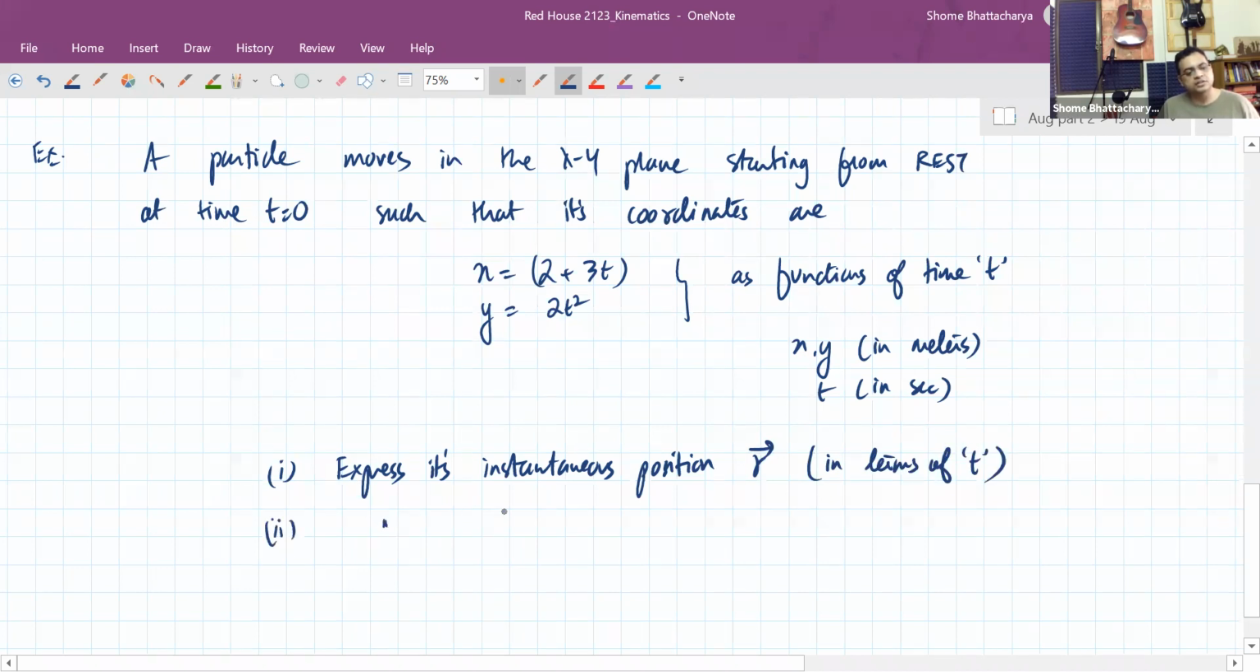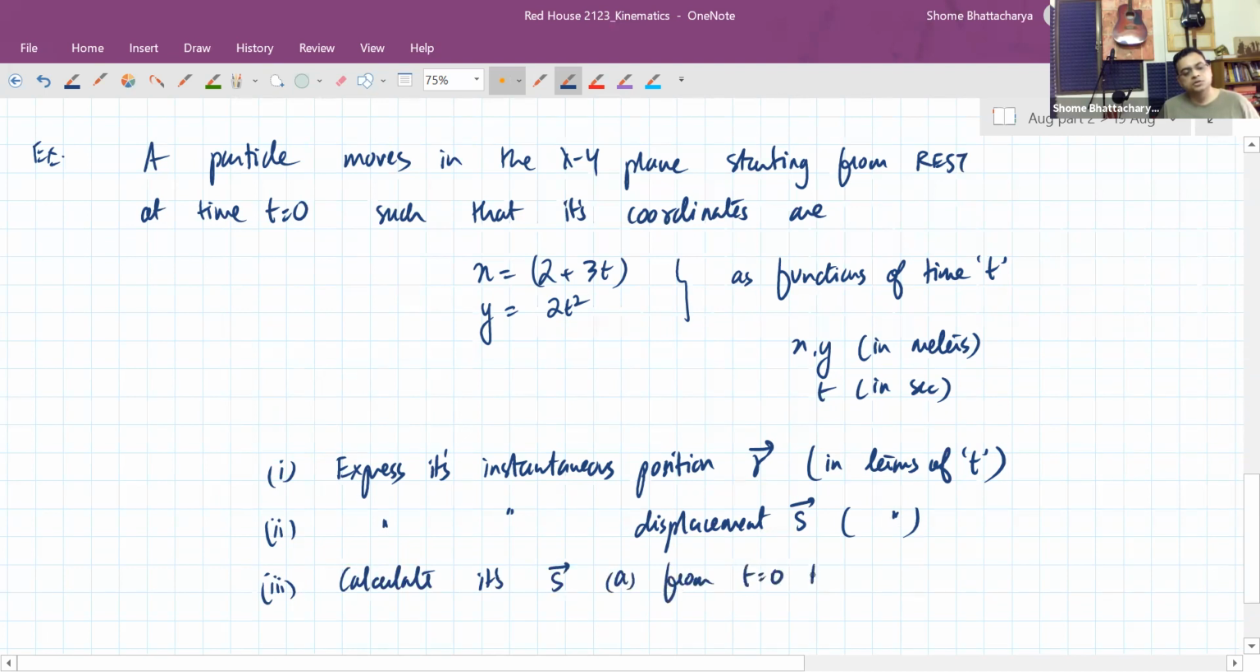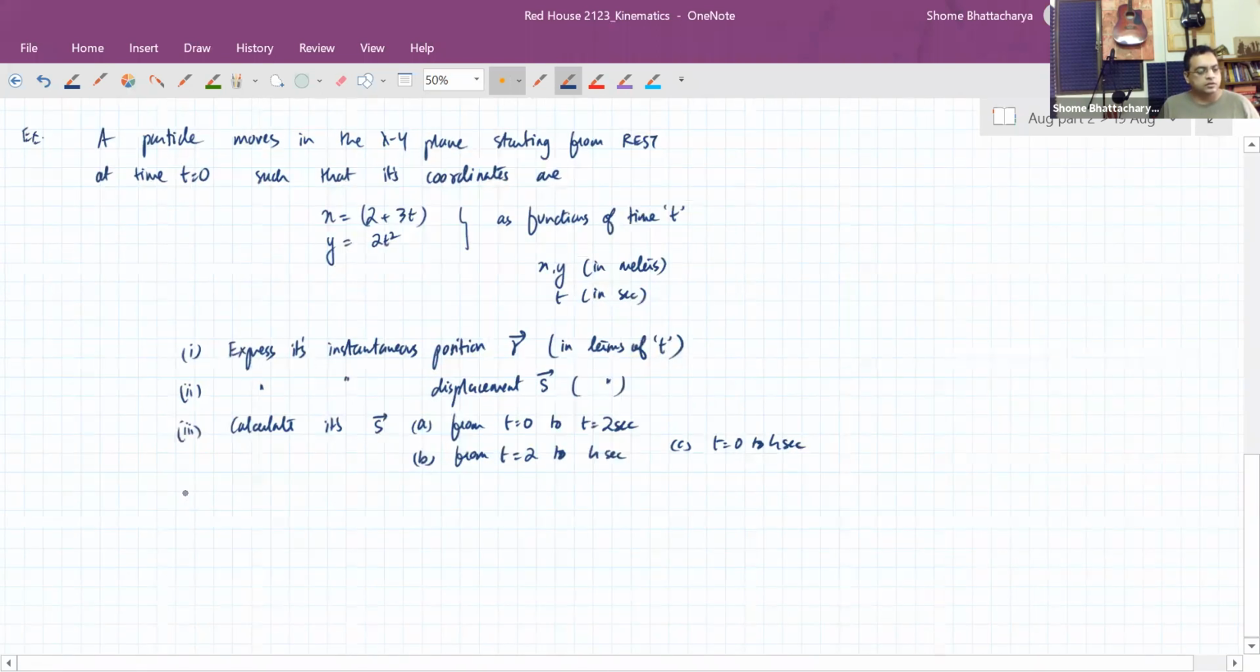Then secondly, express its instantaneous displacement s, again in terms of t. Third, calculate its displacement from t equal to 0 to t equal to 2 seconds, from 2 to 4 seconds, and 0 to 4 seconds.